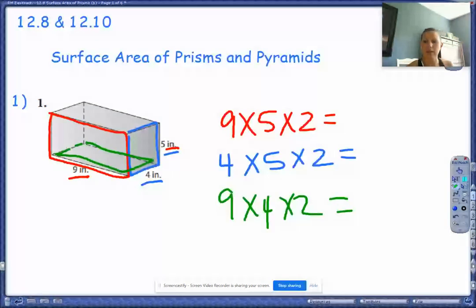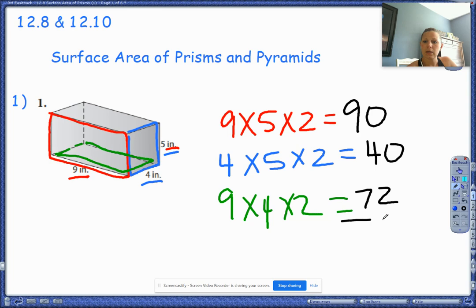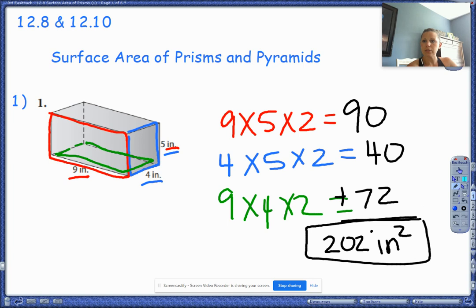Now I'm going to take my calculator to figure out my calculations. 9 times 5 times 2 is 90. 4 times 5 times 2 is 40. 9 times 4 times 2 is 72. Add them all together: 72 plus 40 plus 90 is 202 inches squared. That is my surface area. It's the area of each face of my three-dimensional shape added together.